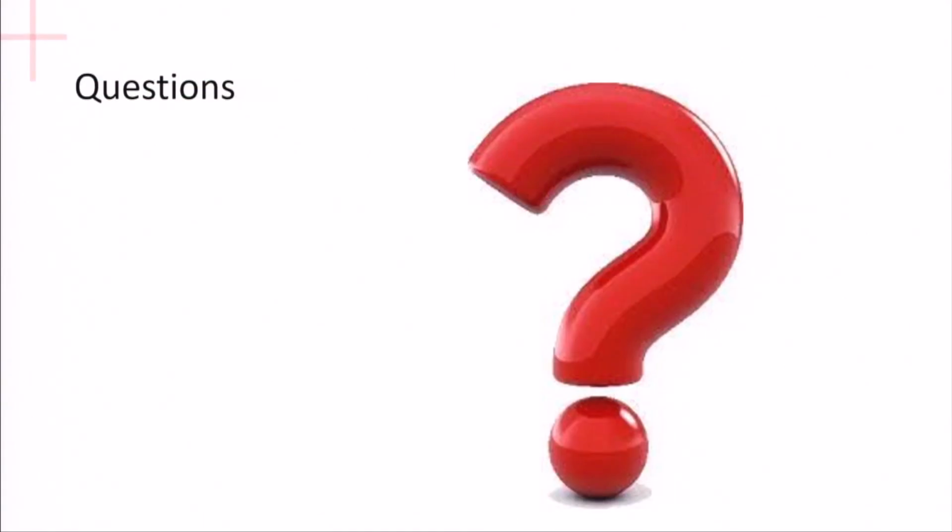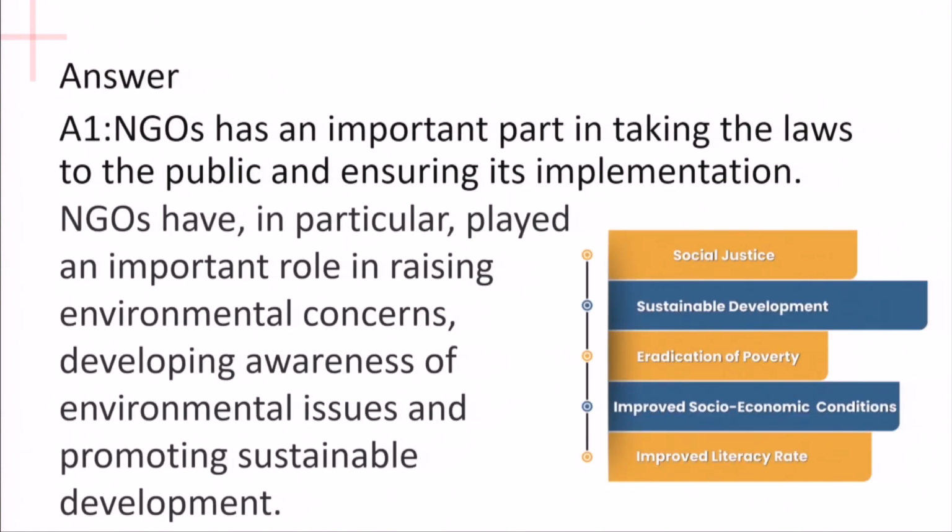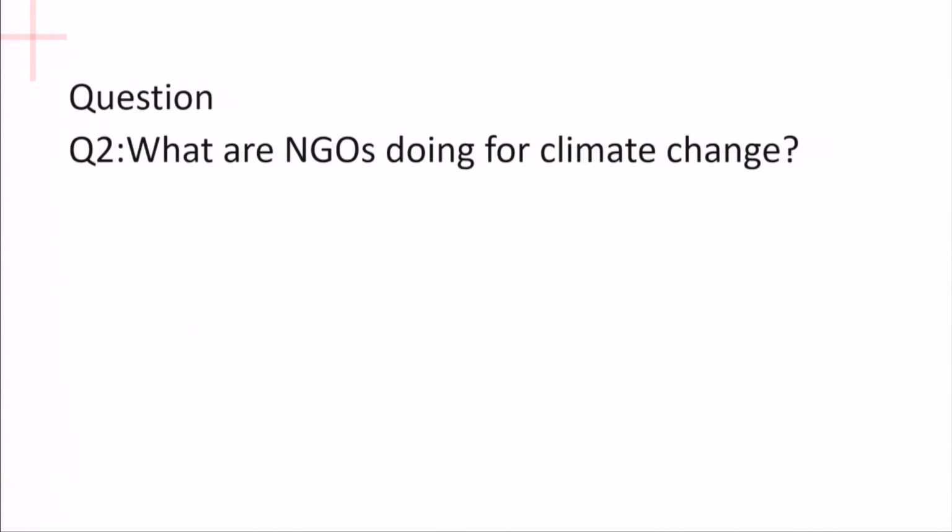So, now let us see a few questions and answers from this module. Question 1. What is the role and responsibility of NGOs in environmental law implementation? NGOs have an important part in taking the laws to the public and ensuring their implementation. NGOs have in particular played an important role in raising environmental concern, developing awareness of environmental issues, and promoting sustainable development. It starts from improved literacy rate and goes up to social justice.